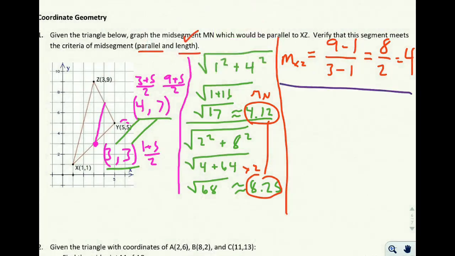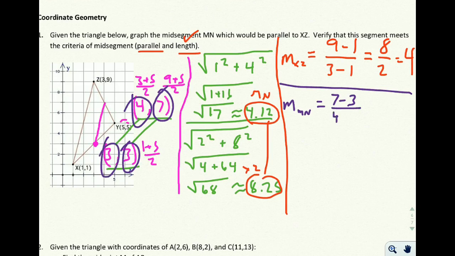Now let's go ahead and do the slope of the midsegment. So the slope of MN, distance between the y's, we're going to take 7 minus 3, the rise, and then difference on the run, 4 minus 3. Comes out to 4 over 1, which is 4. Again, visually, it's a steep upward slope, so a slope of 4 makes sense. And we did verify that 4 and 4 are the same, which means that the slopes are parallel.